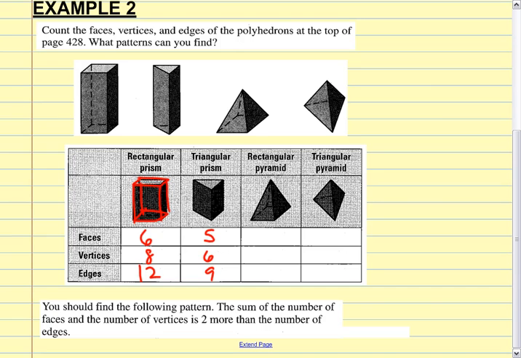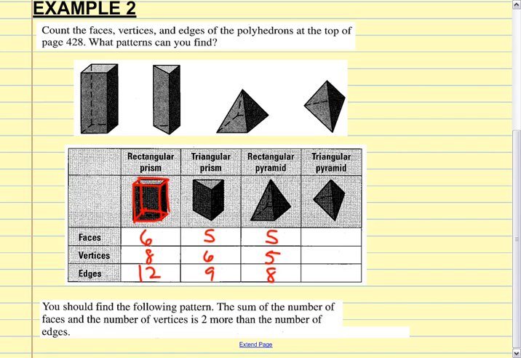Rectangular pyramid. Let's get that one done. Allie, how many faces? 5. 5 faces. How many vertices? 5. 4 on the bottom and 1 on the top. How many edges? 8. 4 on the bottom and then 4 leading up to the point.